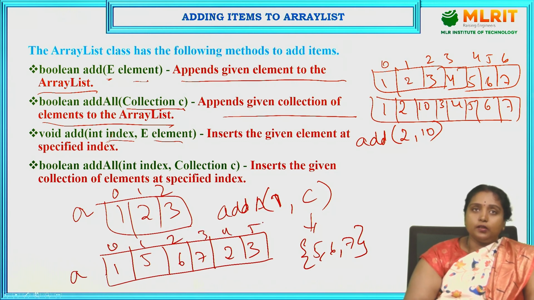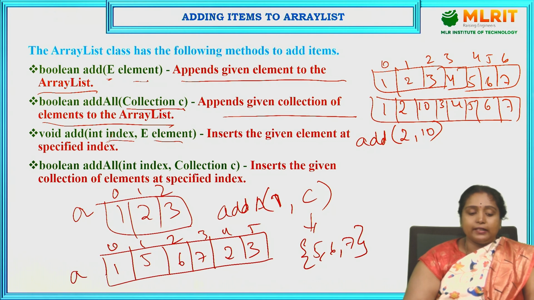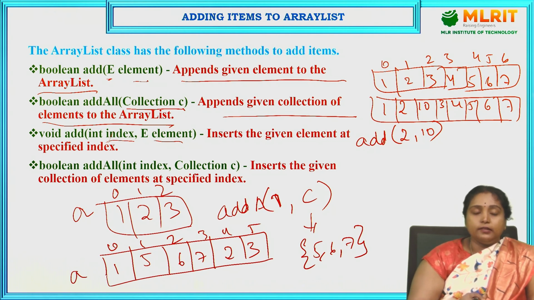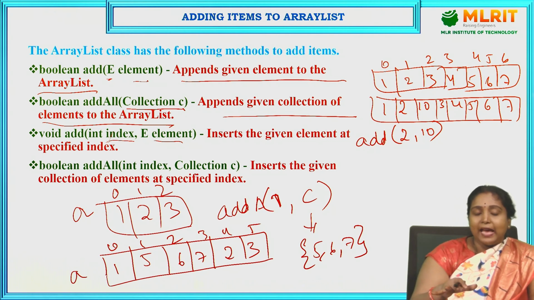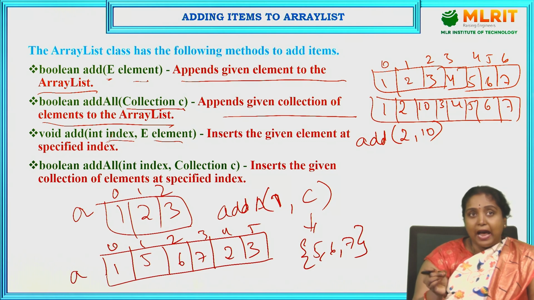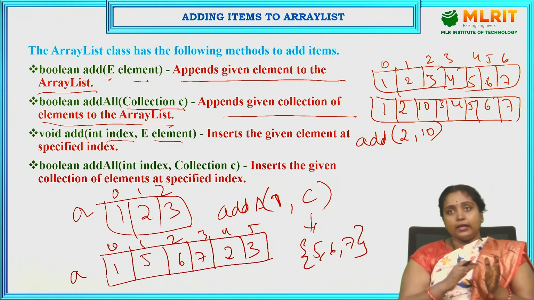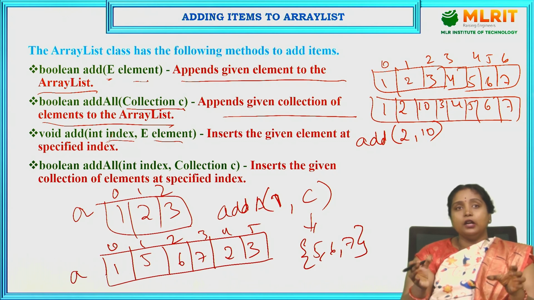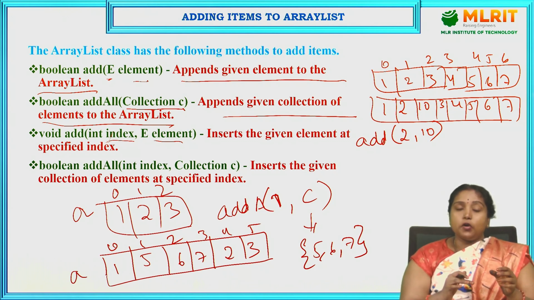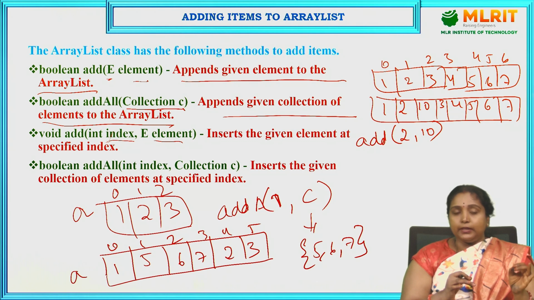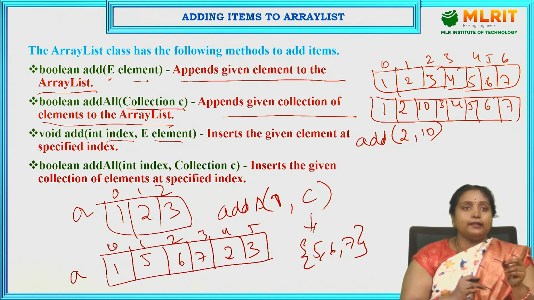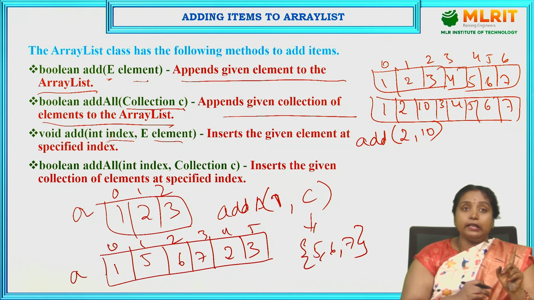So it is adding elements to an array list. It consists of 4 methods that you can use. First one is the add method, which is used to add a single element to the list. The addAll method is used to add a collection of elements to the particular list. And if I want to add a single element at a specific index, I have to use add with 2 parameters: one is the index value and one is the element.